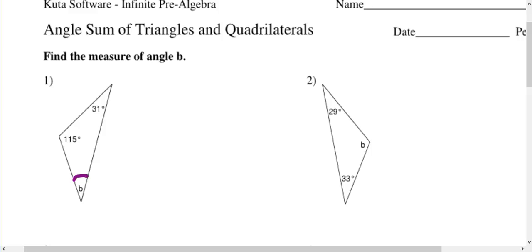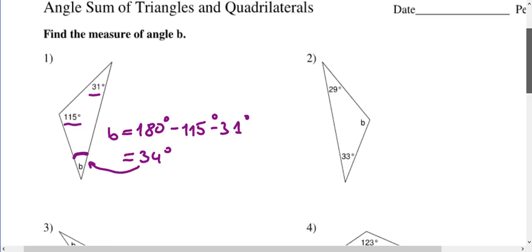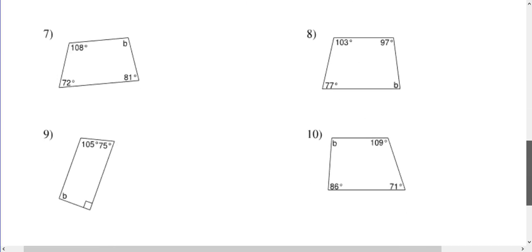All three angles in a triangle add up to 180 degrees, so if I wanted to find B, all I have to do is subtract 115 and 31 from 180. So 180 minus 115 minus 31. And I will punch that in the calculator. 180 minus 115 minus 31. And it says 34 degrees. That means that this angle is 34 degrees. And you will be able to do this with most of these triangle type questions.